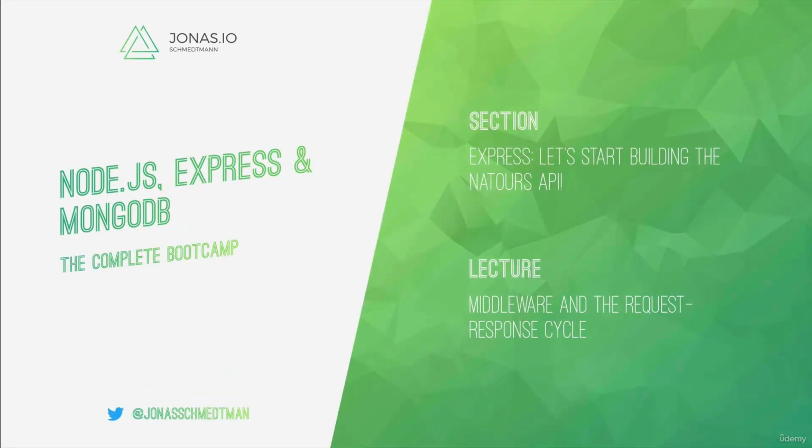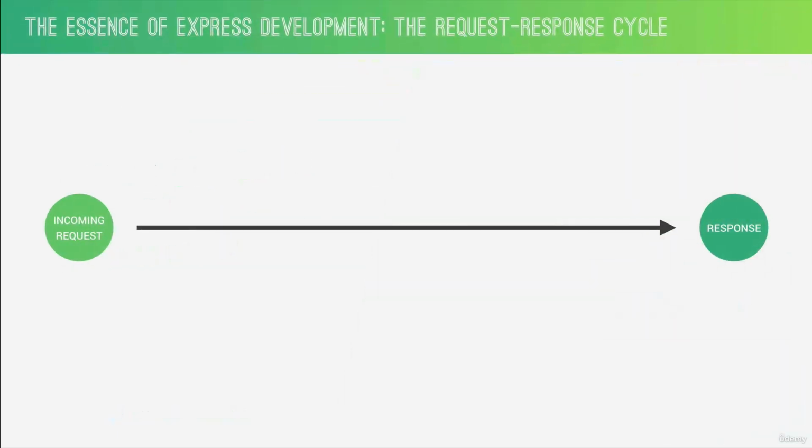In the last couple of lectures, I hope you started getting the fundamentals of Express development. And so now is the perfect time to dive a bit deeper into how Express works, and for that, we need to talk about middleware and the request-response cycle. So really, the essence of Express development is to understand and then use the request-response cycle. And so I want to make that idea really clear in a visual way in this video.